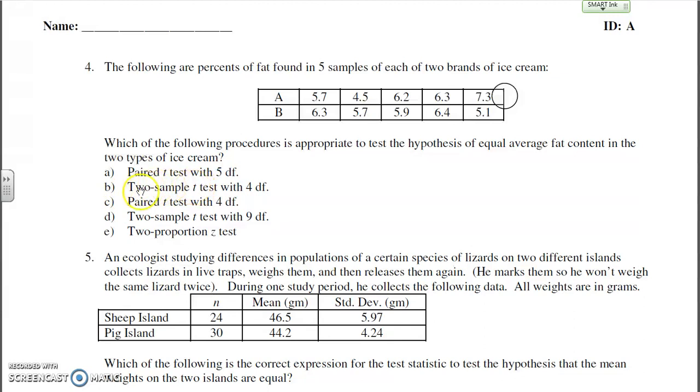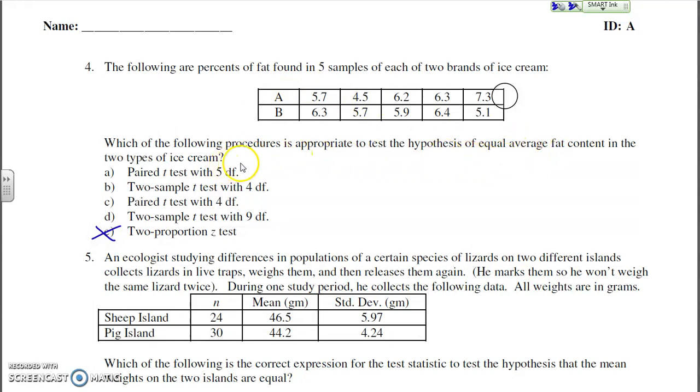Or they say it's a 2-sample t-test with 2 different degrees of freedom, or a 2-proportion z-test. Well, I can tell you right now it's not a 2-proportion z-test because it's not proportions. We're looking at fat found in the sample. So these are averages. Okay, so these are means.